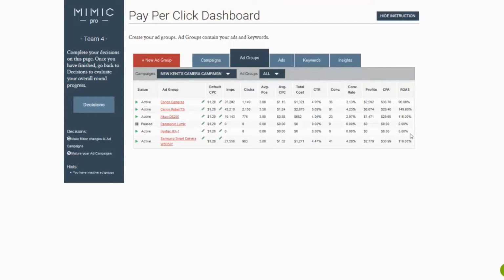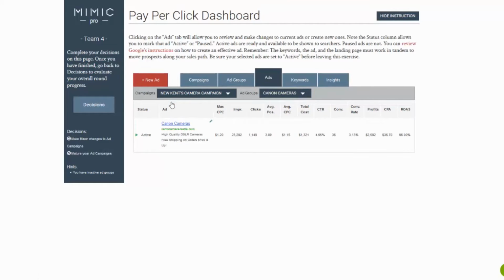So I like to look at return on ad spend. We have this Canon cameras group. We have a positive return. They're making money on this campaign, but there are probably some errors and some fixes we can make. So let's take a look at Canon cameras.